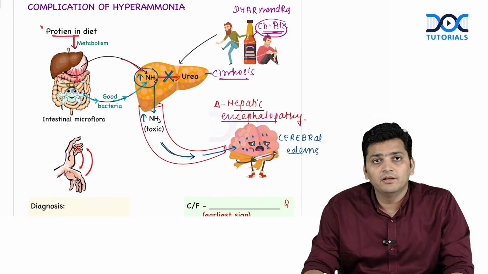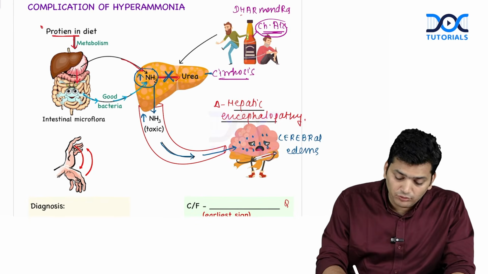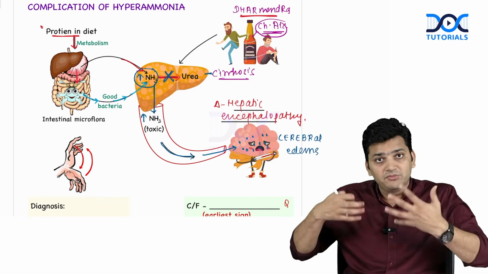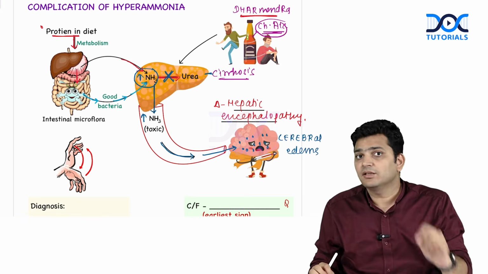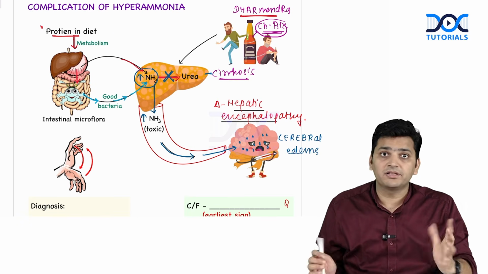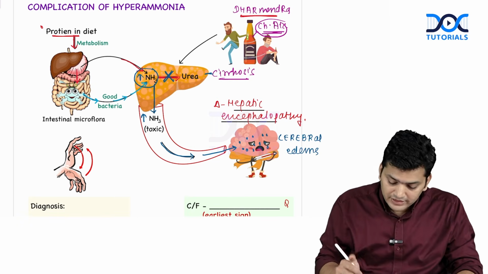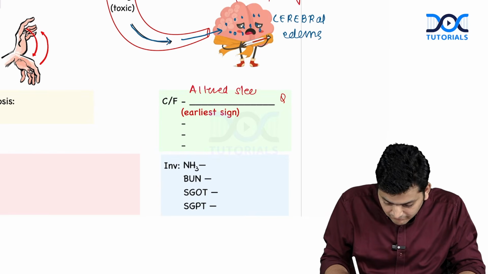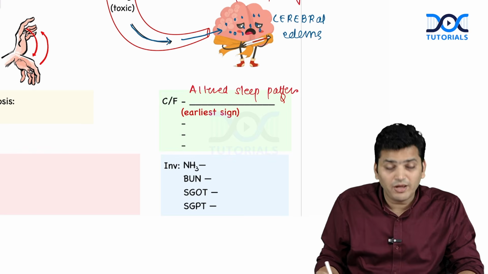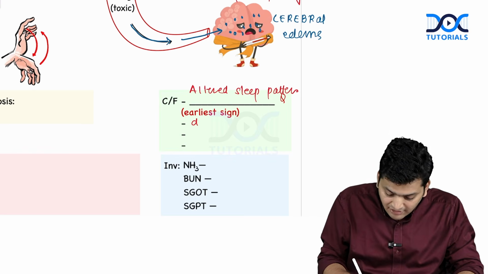How are they going to present? So for example, how is this Dharmendra going to present to us? The ammonia will increase more and more, and now the changes will happen in the brain. One of the earliest things that he is going to notice is the altered sleep pattern. He's going to have a change in his handwriting, that is dysgraphia.